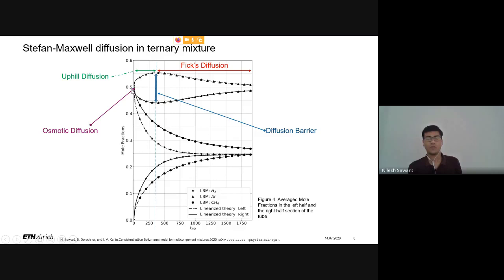Then we can see that the concentration of argon is higher on the left-hand side and it's still increasing on the left-hand side. That is what is called reverse diffusion or uphill diffusion. Then we reach the diffusion barrier point, where there is a very high concentration gradient, but there is flattening of diffusion, so it's not getting transported here. After the diffusion barrier, what happens is the normal Fickian diffusion, where things go from high concentration to low concentration and ultimately it reaches the equilibrium concentration. And there is no surprise with the other two components, hydrogen and methane. Methane was also increasing on the left side.